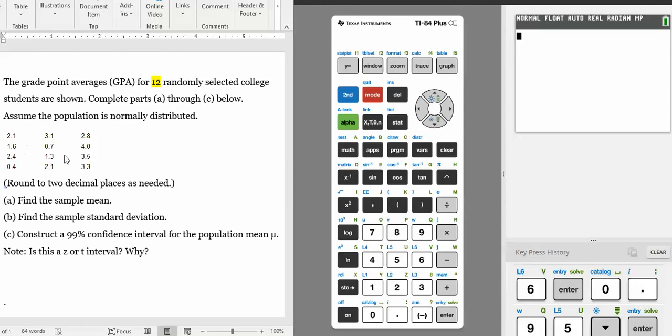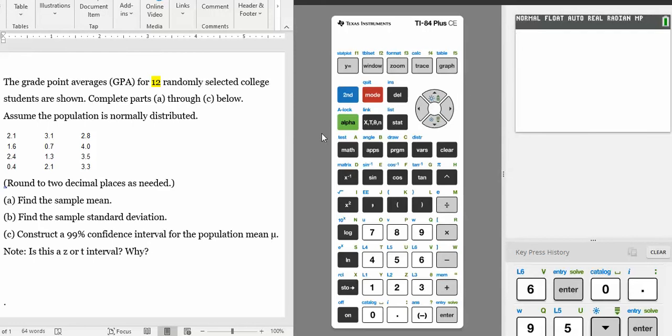So this is 12 students' GPA. We want to round to 2 decimal places as needed. Question number 1 is trying to find the sample mean. So apparently these 12 students' GPA are sample data in here. Okay, so trying to find this one right here using the calculator. You can use the formula, but I'm going to show you using the calculator here.